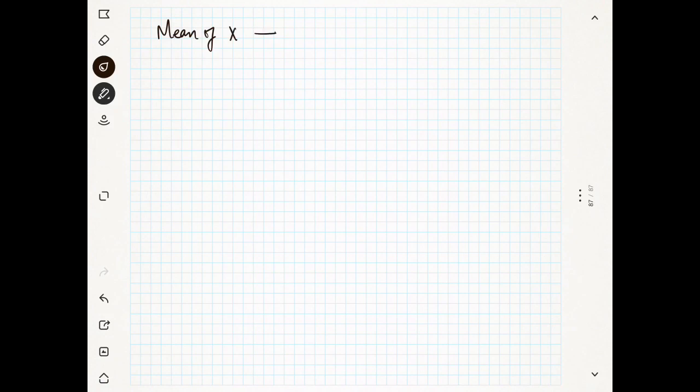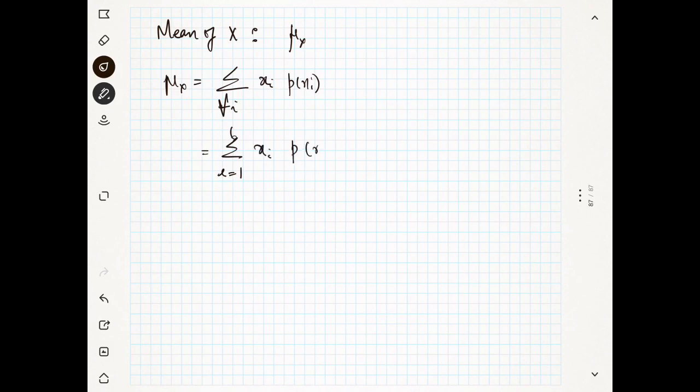The mean of x, we will denote it as mu x. Okay, this is our notation, mean of the random variable as mu x. And what is that mu x? It is nothing but summation for all i, xi into p of xi. So this is nothing but summation for i equal to 1 to 6 of xi into p of xi.